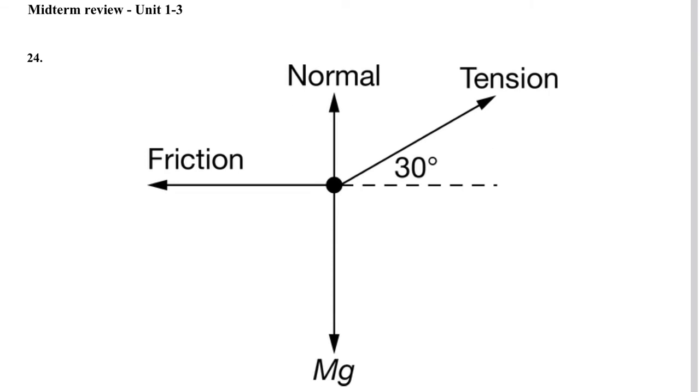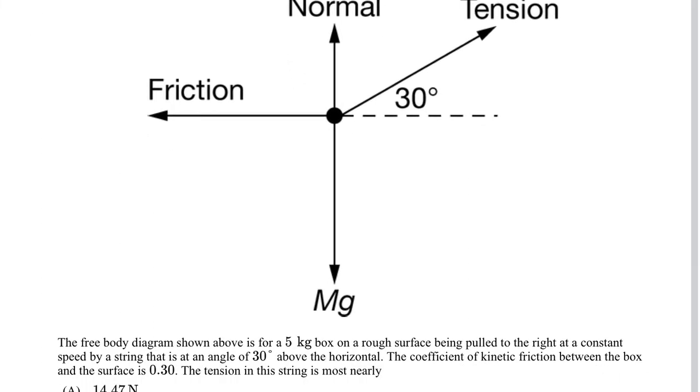All right, so we have number 24. We have a free body diagram, but note that this box is going to be on a rough surface and it's being pulled to the right at a constant speed. If it's going to be at a constant speed, that means acceleration is not going to be speeding up or slowing down. So acceleration is going to be 0, acceleration in the x direction.